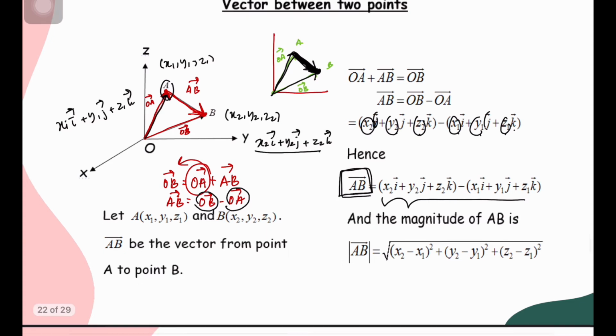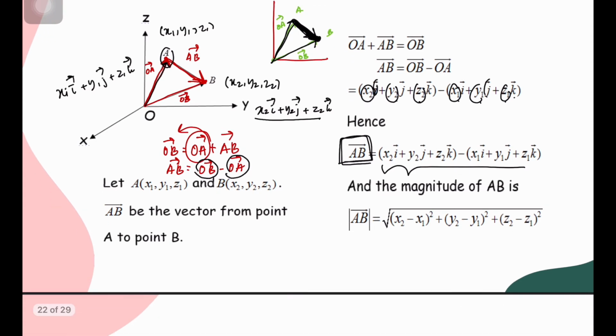Therefore, if you want to find the magnitude of AB, it just needs to be the square root of x2 minus x1 to the power of 2 plus y2 minus y1 to the power of 2 plus z2 minus z1 to the power of 2. This is the same as before, it just involves one more component here, which is z.